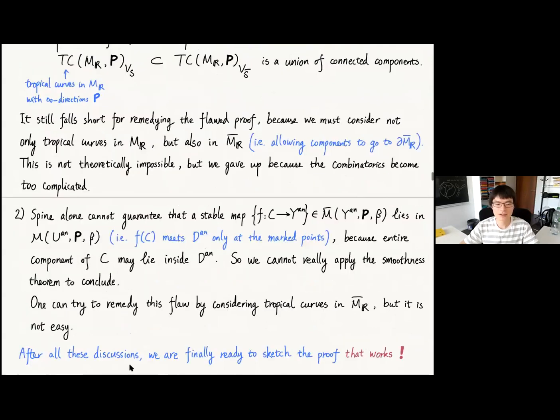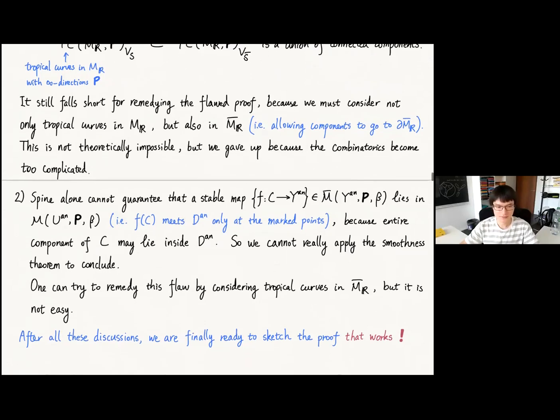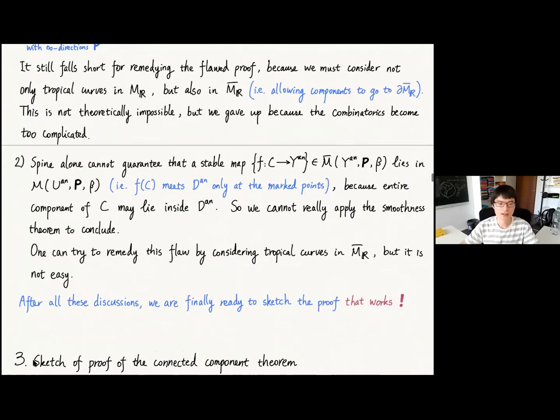So after all these discussions, we are finally ready to sketch the proof that works. I spent some time explaining why the heuristic proofs do not work, because with Sean, we also spent a long time in order to figure out a correct proof. Let me give a sketch of a proof of the connected component theorem.